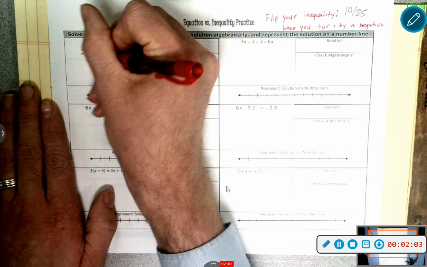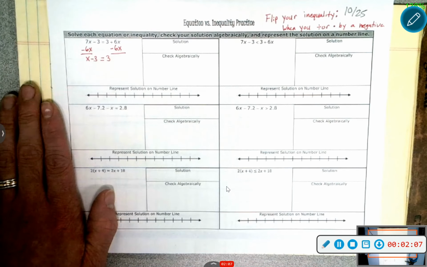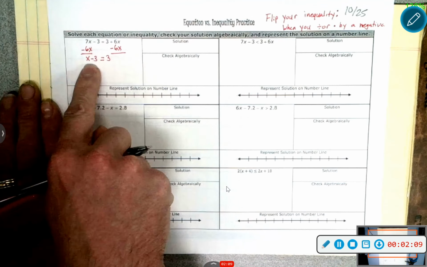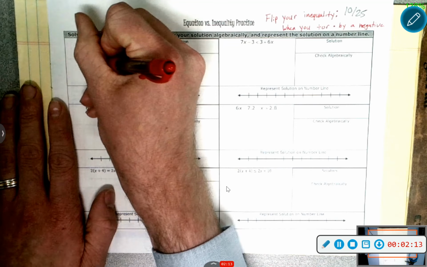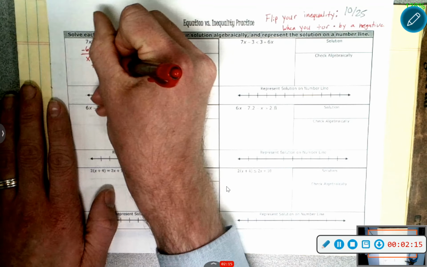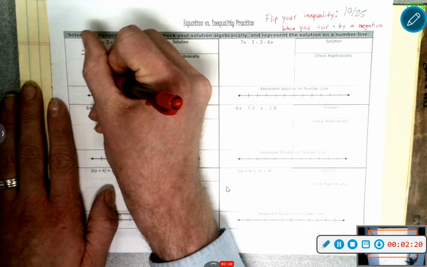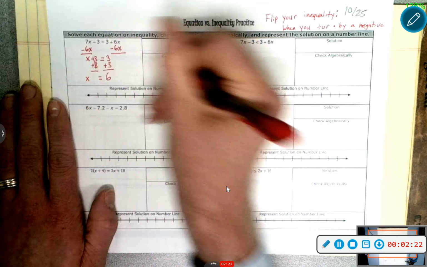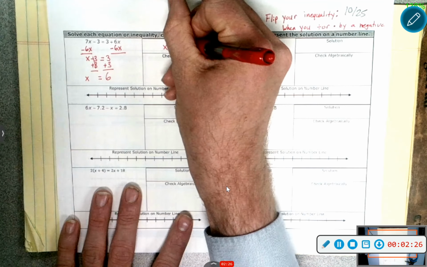Everything you don't touch comes down. And now I need to move the constant that's next to the x to the other side. Again, if you're moving a whole term, you're going to do an inverse operation. I'm going to add 3 on both sides. And this time I get x equals 6. So my solution is that x equals 6.